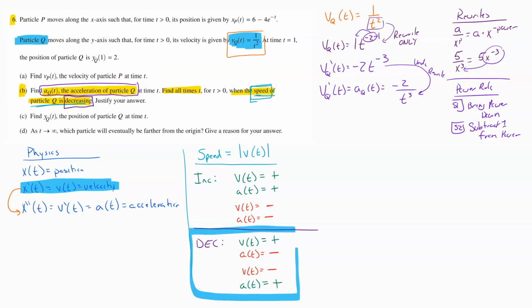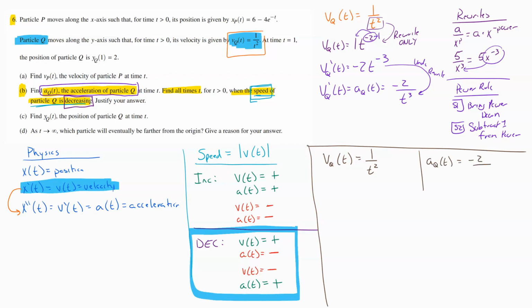We want to know, when is this going to be decreasing? So we want to know, when do our velocity and acceleration have different signs? So let's come up and look at what our two formulas are right now. We've got our velocity equation, v of t is 1 over t squared. And then we've got our acceleration equation that we just created ourselves, and that's going to be negative 2 over t to the third.